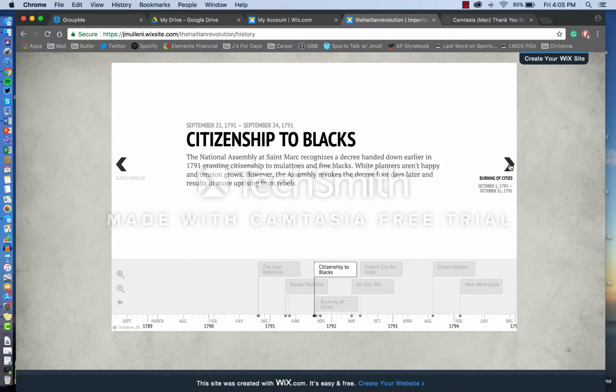In September of 1791, the National Assembly very briefly grants citizenship to free blacks. White planters aren't happy. Tension grows, and only 4 days later, the decree is actually revoked by the National Assembly, which results in even more tension and uprising from rebels.